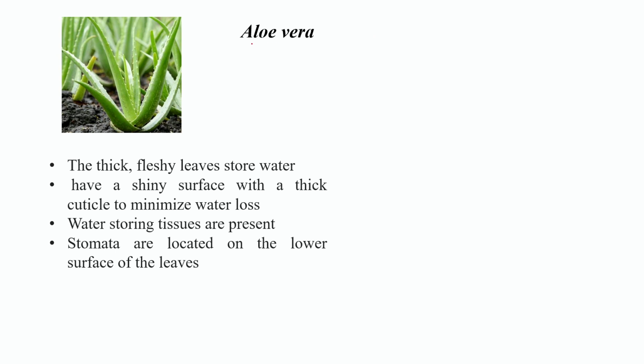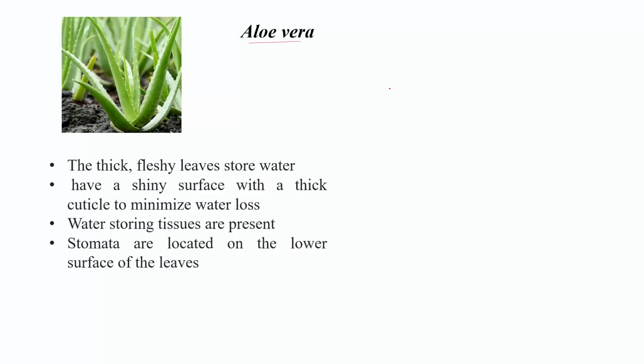Now coming to aloe vera. Now you would have seen the leaves of this aloe vera. You can see they are fleshy, they are thick. When you see the internal structure, you will see that a lot of water storing tissues are present. So definitely you can see that they are thick and shiny. So they will have a very thick cuticle layer. Okay, when you will cut the section of this leaf, you will see that they will have a very thick cuticle. Okay, and definitely they will have outer epidermis and they will have inner epidermis. Stomata will be located on the lower surface.